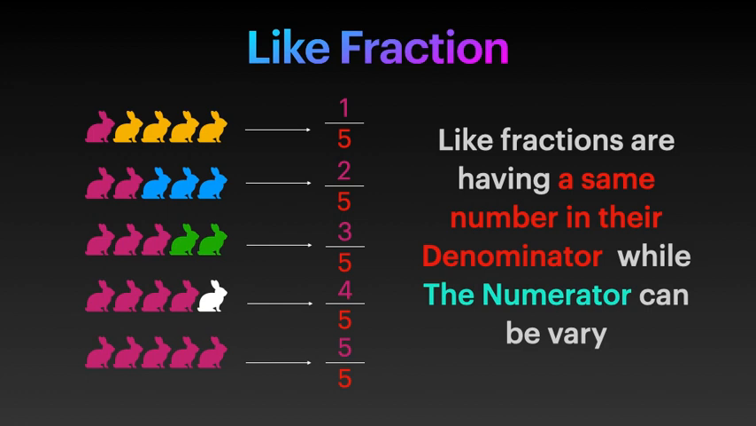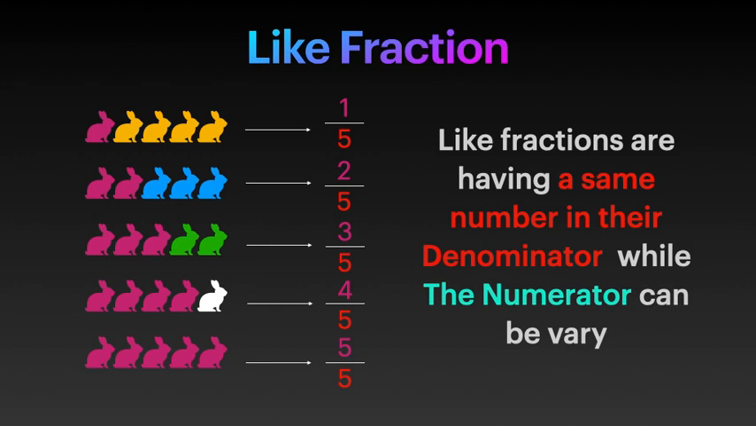Let's consider the second homogeneous series. There are 5 rabbits, but 2 of them are red. So we can denote the proportion of red rabbits as 2 by 5. Accordingly, the rest of the series goes as follows: 3 by 5 red rabbits, 4 by 5 red rabbits, 5 by 5 red rabbits.